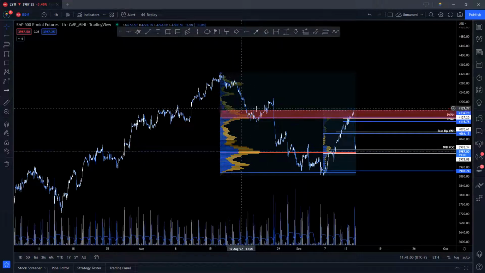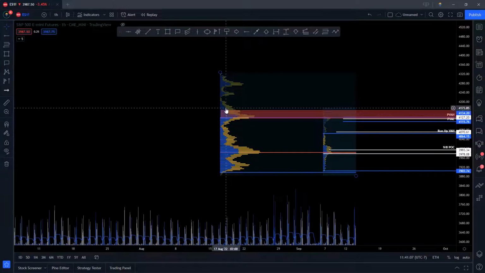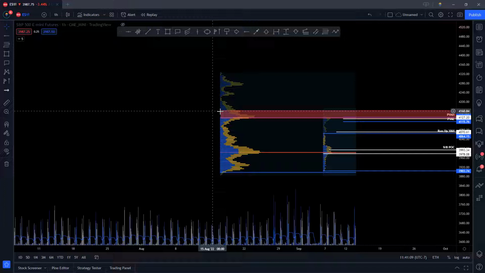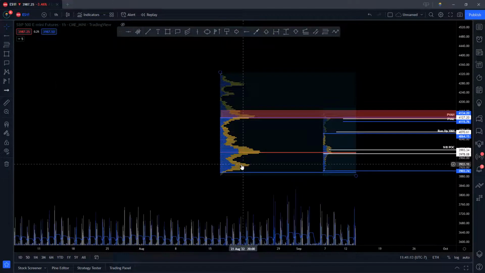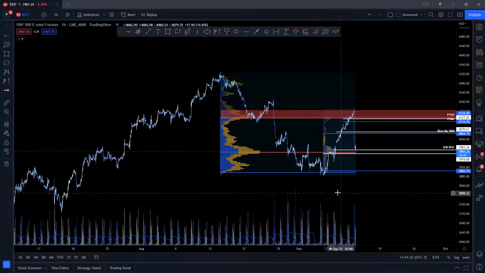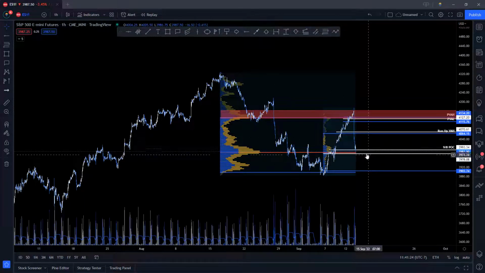We have this big volume node here. You can turn off candlesticks and make this a little bit easier to see. Anyway, we have this big volume node here on the selling side of our fixed range volume profile. So there's that. Fixed range volume profile is extremely useful.